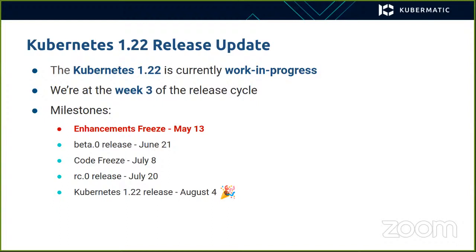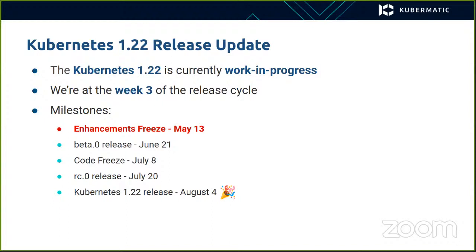Some of the milestones are that we have enhancements freeze on May 13, which is only 1 day away from now. And then we have beta 0, which is going to be June 21. There are also going to be some alpha releases in between. And you can check the release calendar in the Kubernetes SIG release repository if you want to see more details.